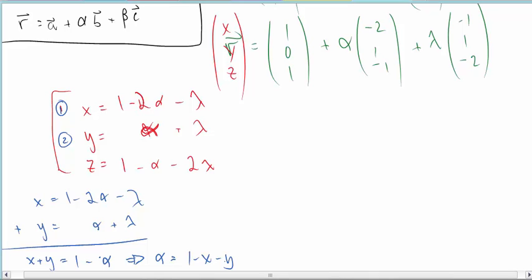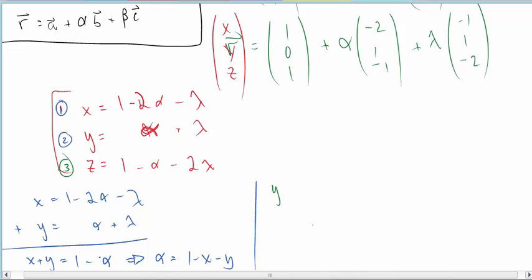Cool. Now I need to be able to substitute for lambda, meaning eliminate alpha. So I'm going to take equation, I don't know, it doesn't really matter too much, but I'm noticing that equation 2 and equation 3, I can add those together and the alpha will cancel out.